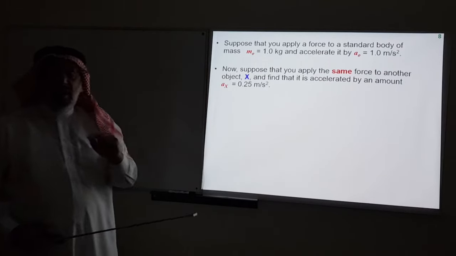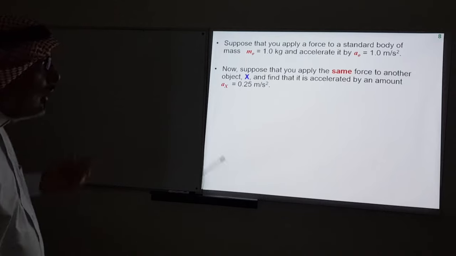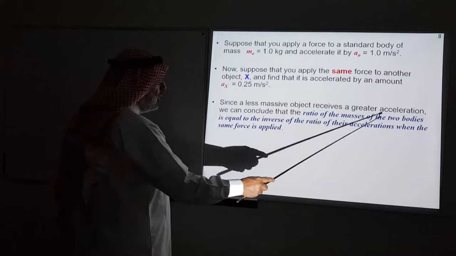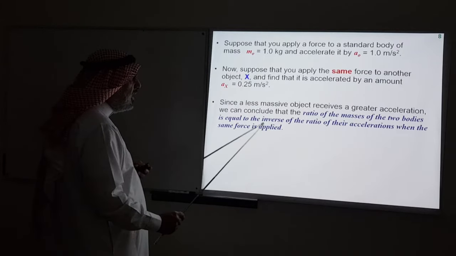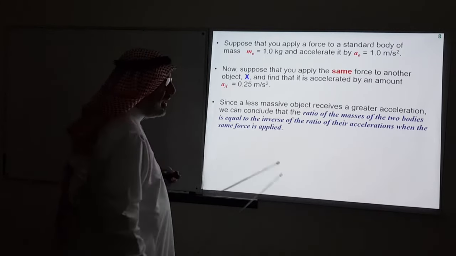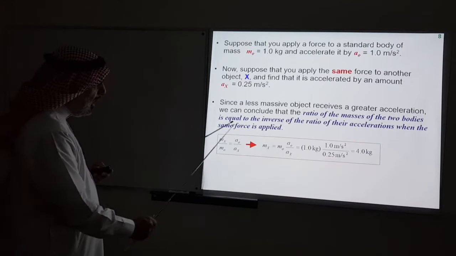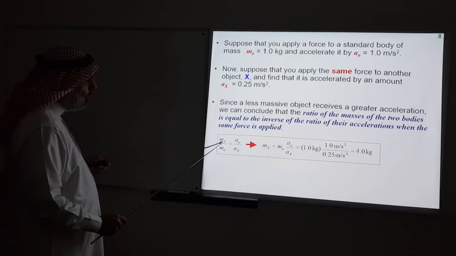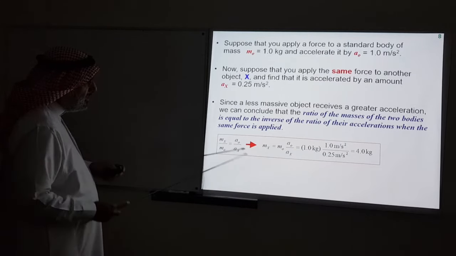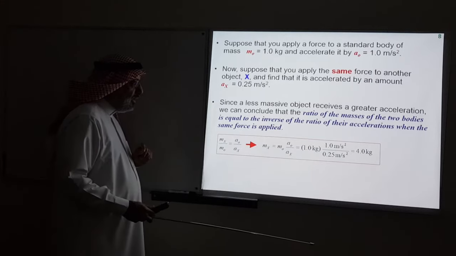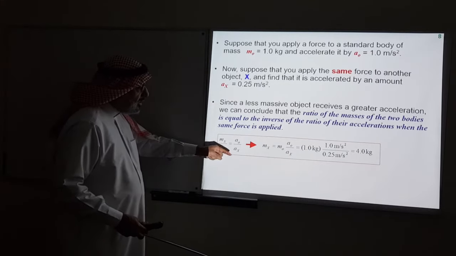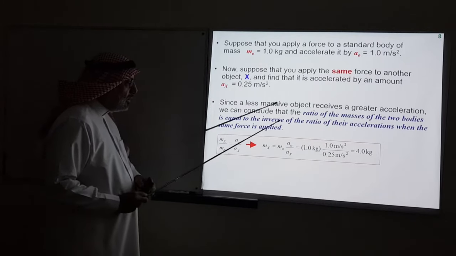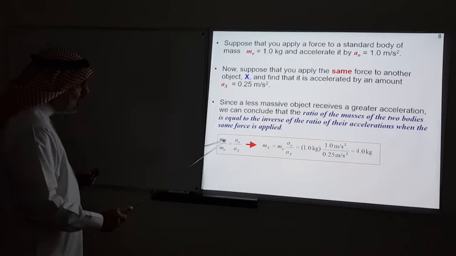And therefore, the mass of the unknown object is equal to 4 kilograms. So here is the idea. The ratio of the masses of the two bodies is equal to the inverse of the ratio of their accelerations. And here is how we translate that mathematically. The mass of the unknown object over the standard mass is equal to the reciprocal of the accelerations. It is the acceleration of the standard object divided by the acceleration of the unknown object, from which you can find the mass of the unknown object.